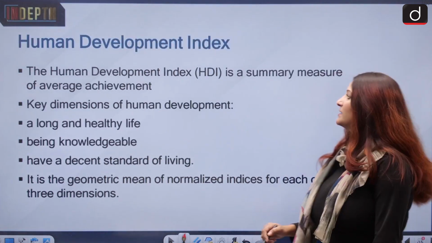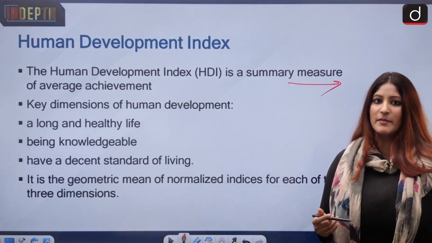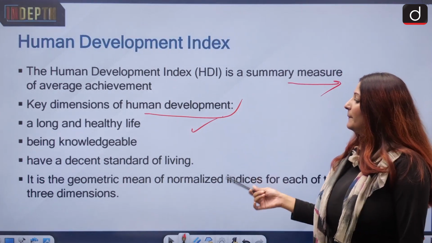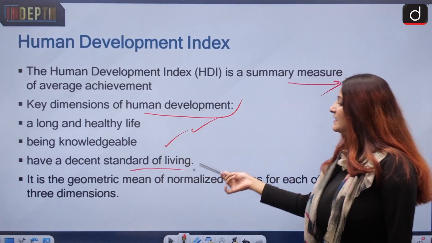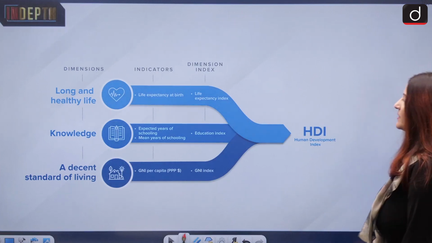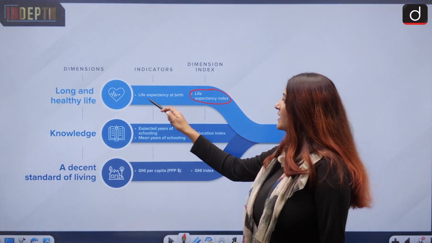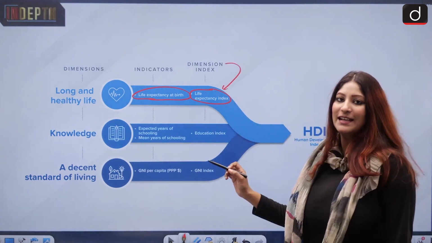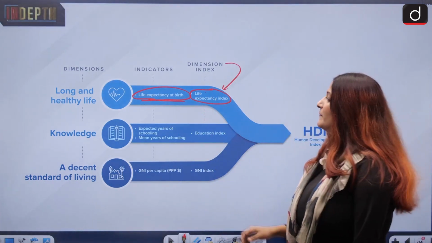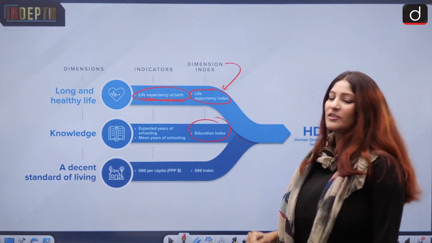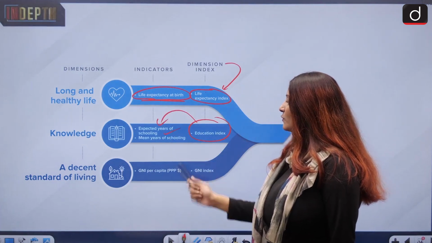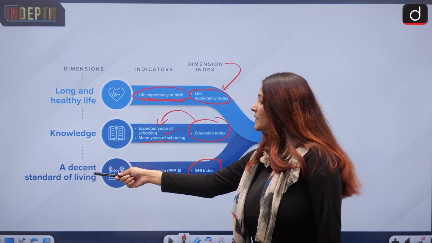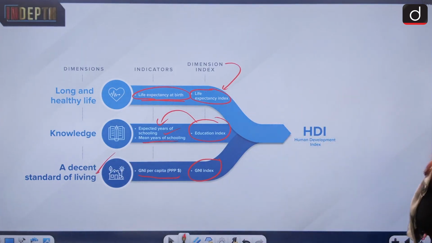The Human Development Index is basically a summary measure of average achievements. Remember the keywords: average achievements. The key dimensions of human development include a long and healthy life, second being knowledgeable, and third having a decent standard of living. A long and healthy life is measured by the life expectancy index, and the indicator is life expectancy at birth. Then the education index is the dimension index, and it uses expected years of schooling and mean years of schooling. Then we have the gross national income index, which gives us GNI per capita, which means a decent standard of living. So these are the indicators and various dimension indices.